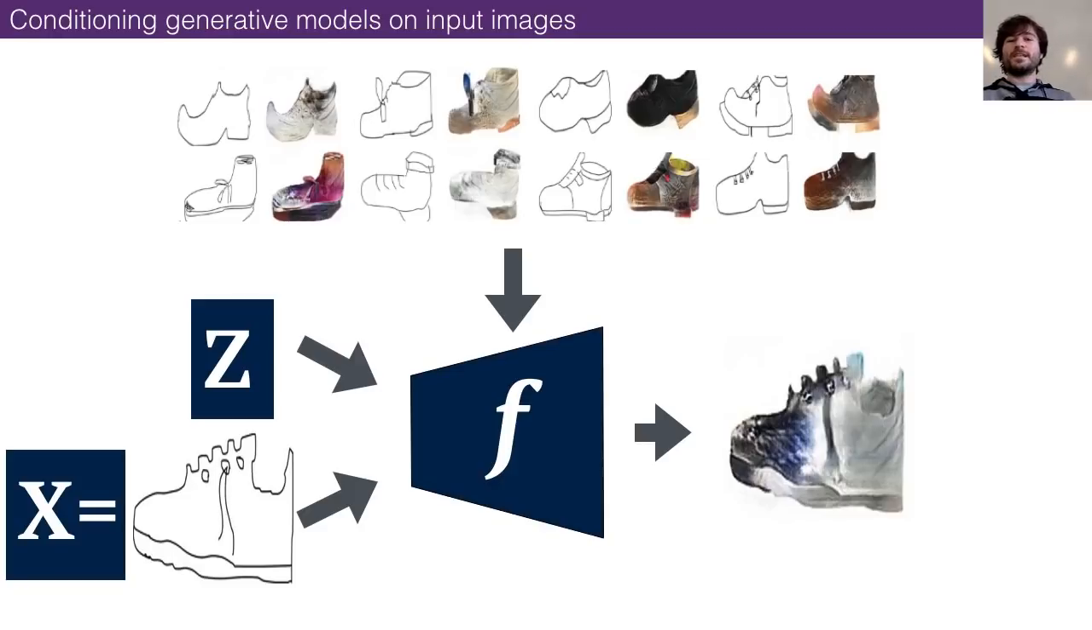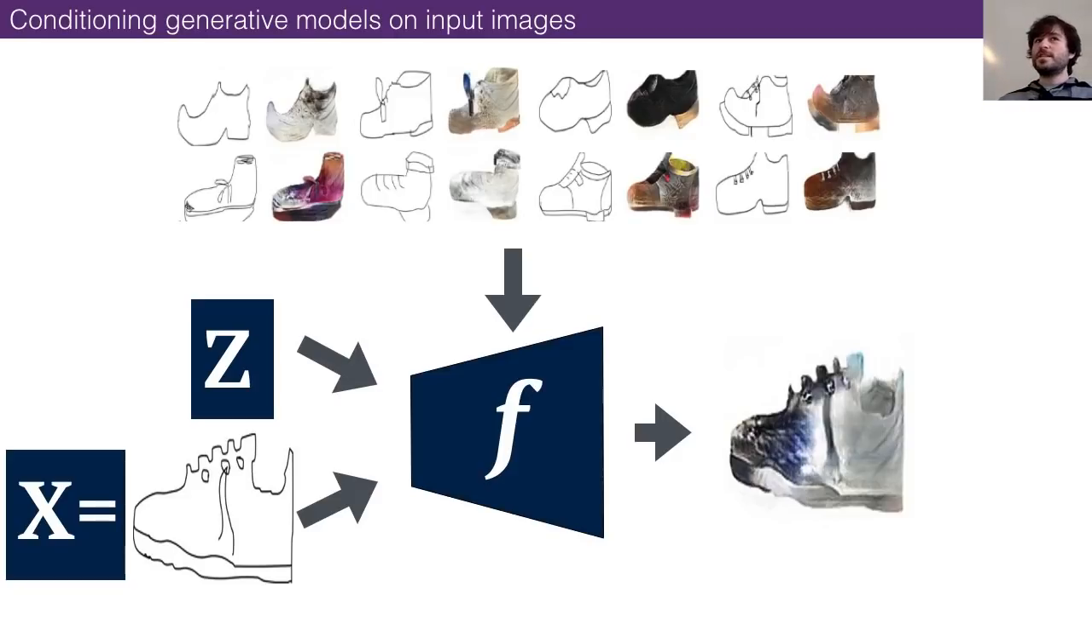So let's say you have a data set of shoes. This is kind of wrong. The data set I have above there looks like actual generated objects. It should be actual shoes, but I couldn't find them. So let's say you have a data set of shoes and sketches of those shoes, right? And they're parallel, so they're perfectly parallel.